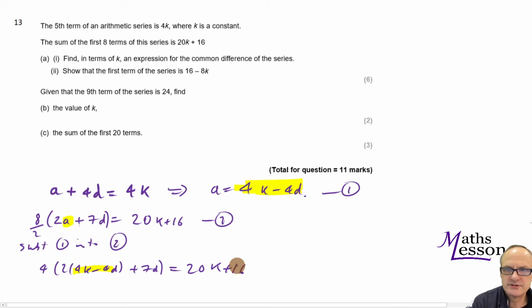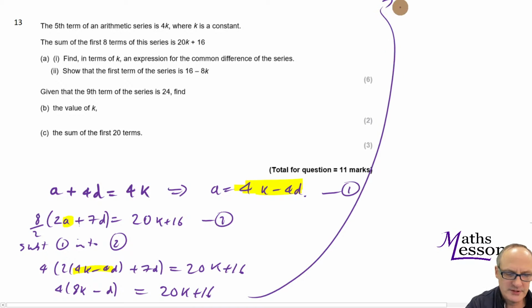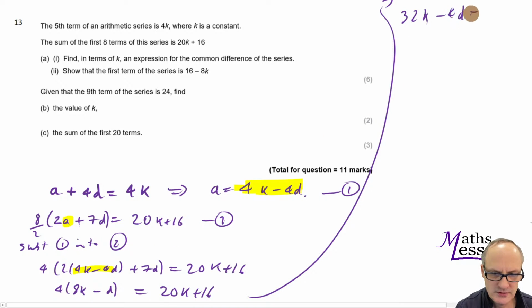So let's just multiply this out. We're going to have 4 in brackets, we're going to have 8k, 2 times minus 4 is minus 8, plus 7, that will give us a minus d there, which will equal 20k plus 16. So let's just go all the way up here so we've got plenty of space. What I'm going to get now is 32k minus 4d will equal 20k plus 16.